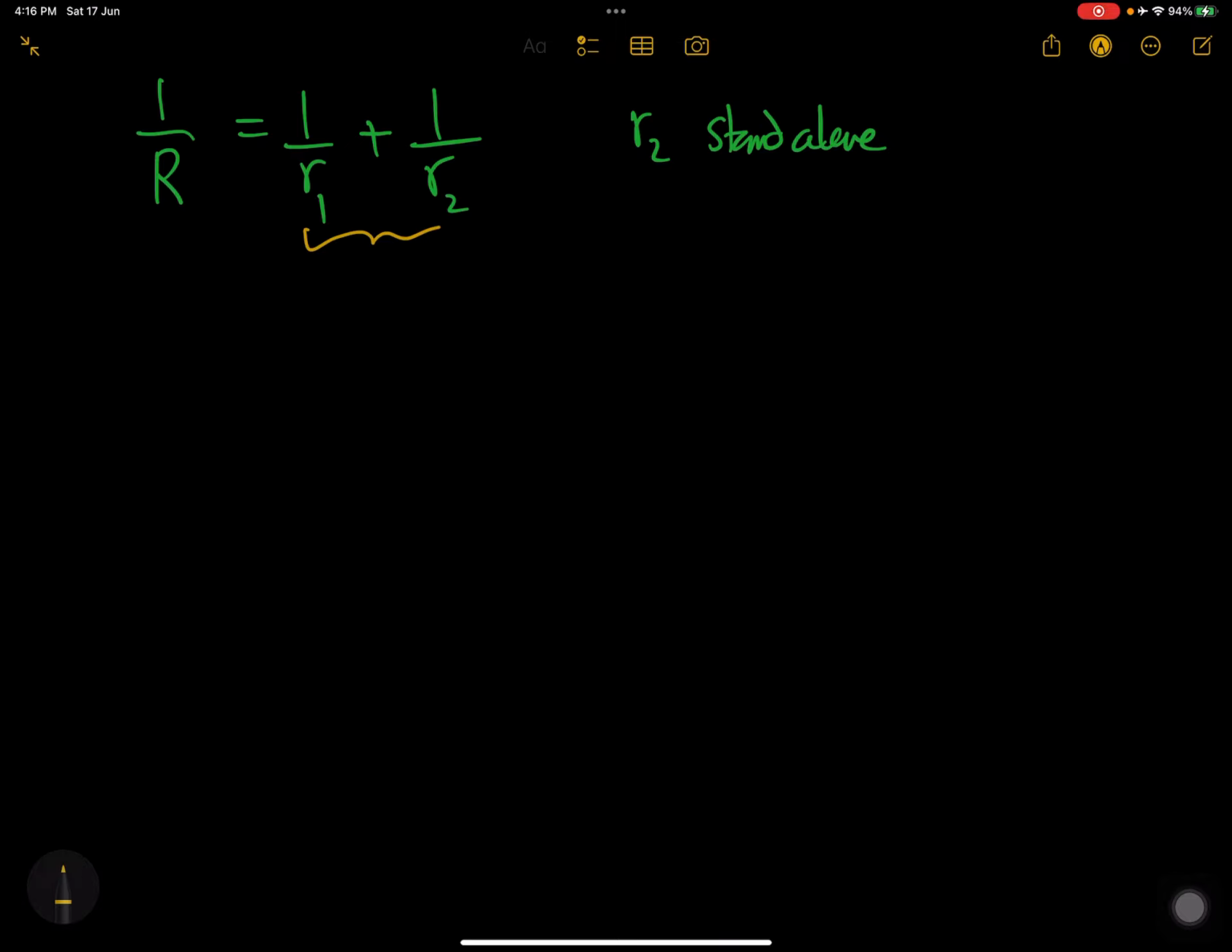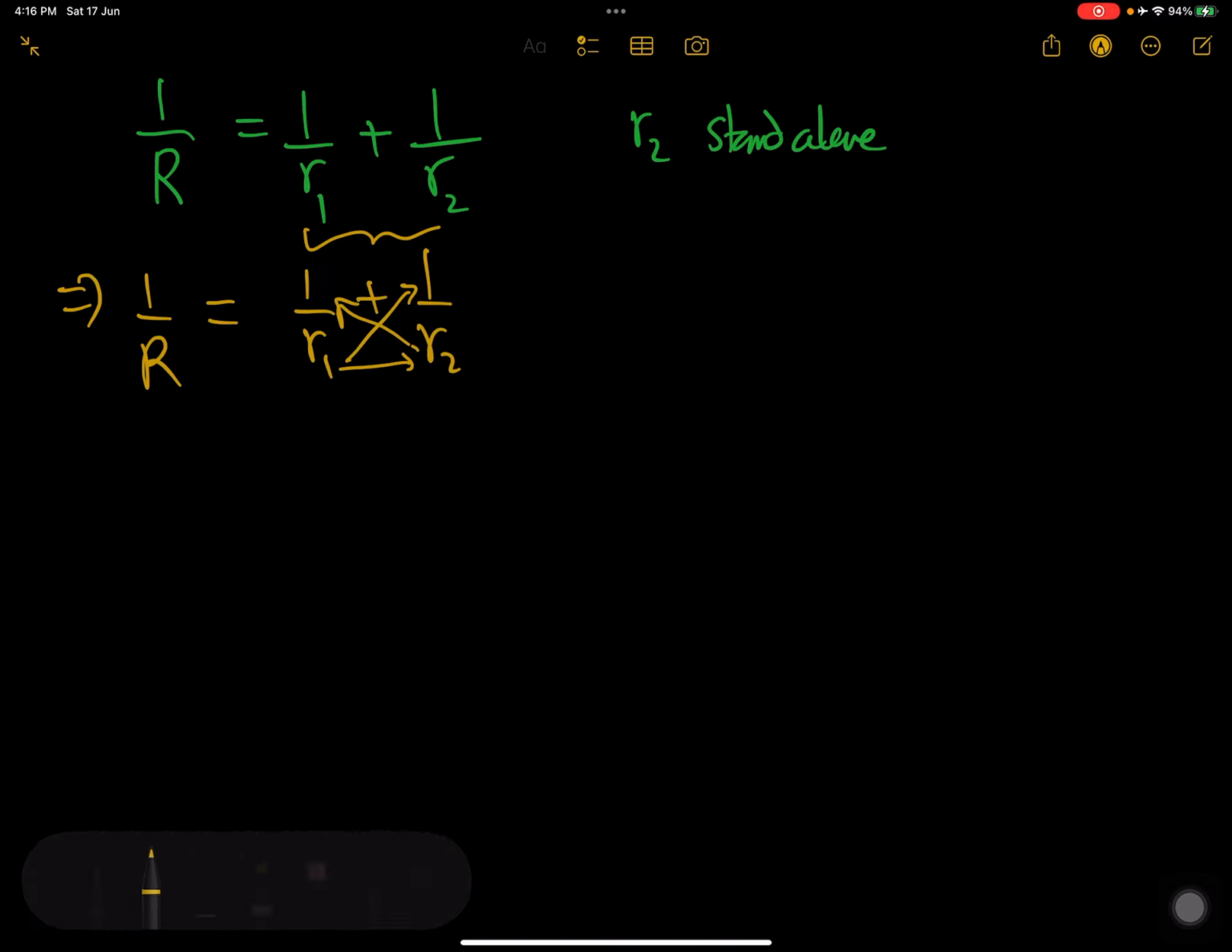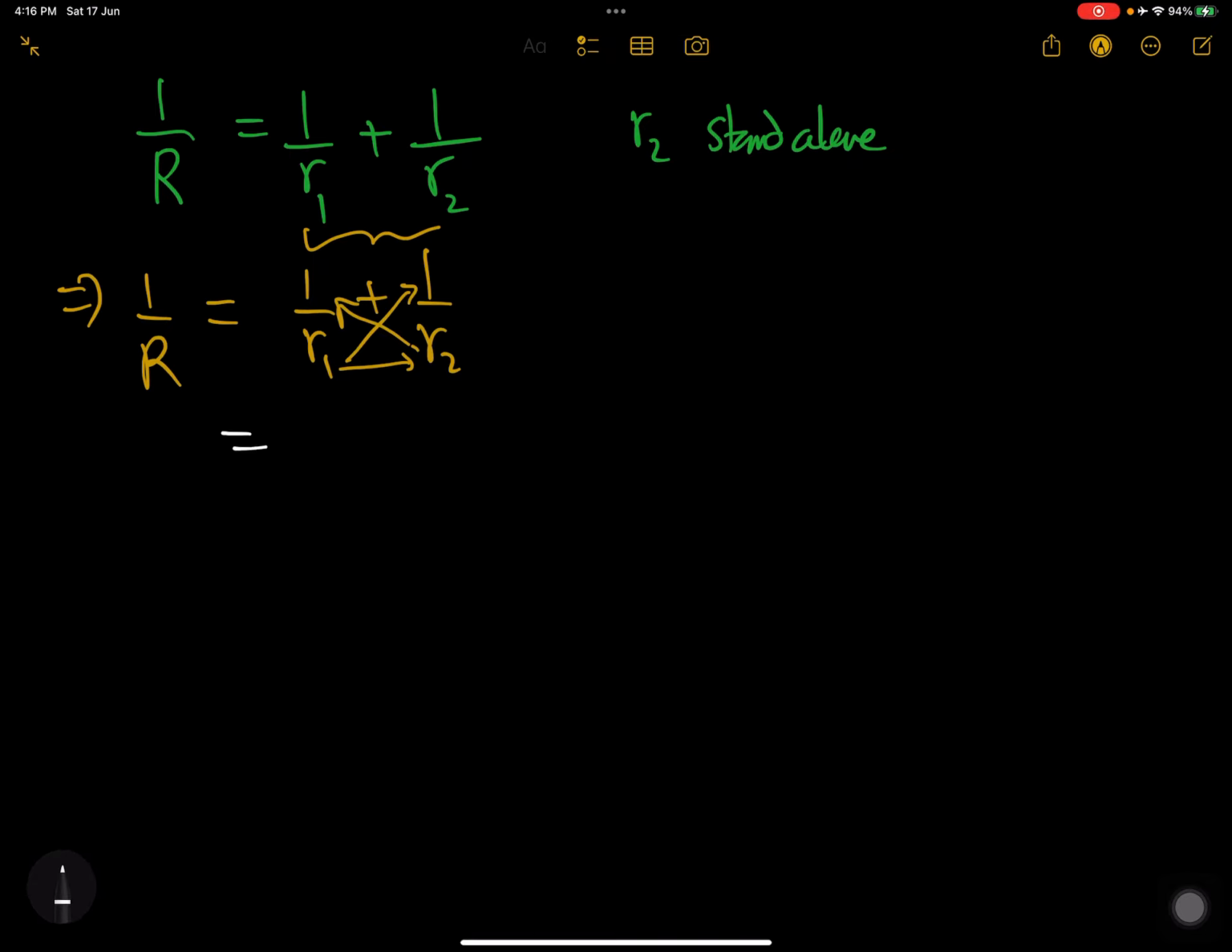We can add the fraction. So we're going to get 1 over r is going to be equal to 1 over r1 plus 1 over r2. We're going to multiply this by this, that by that, and this by this. So eventually, this by this is going to give us 1 times r2, plus this times this is going to be 1 times r1, divided by this times this, which is r1 multiplied by r2.